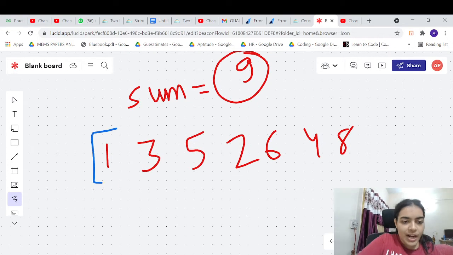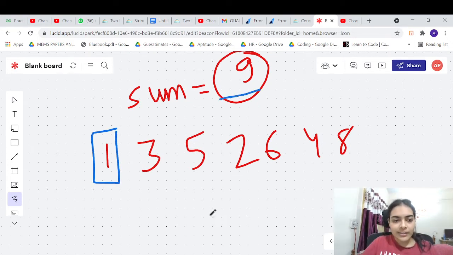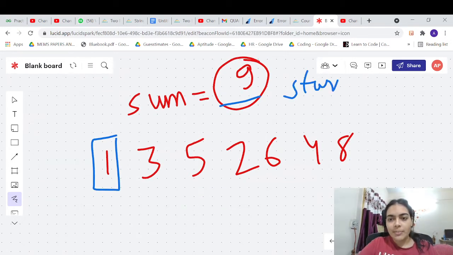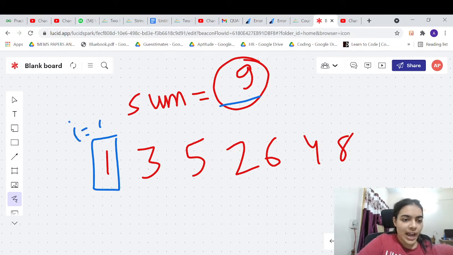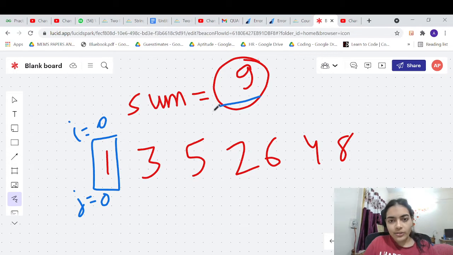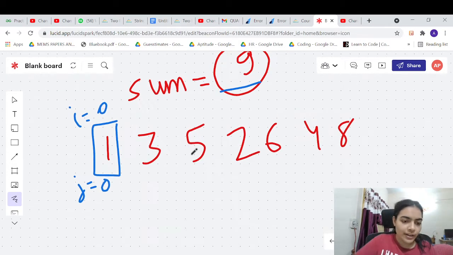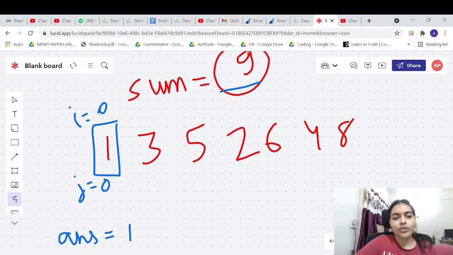Let's start with the first subarray. It will have the element 1. 1 is less than 9. A subarray has a start point and an end point, so initially let's take them as two variables, i and j. Initially our i is 0, j is 0. In this case 1 is less than 9, so you have found a subarray with sum less than 9. You take this element. So what is your answer? Answer is 1, because you have found 1, and 1 is less than 9.